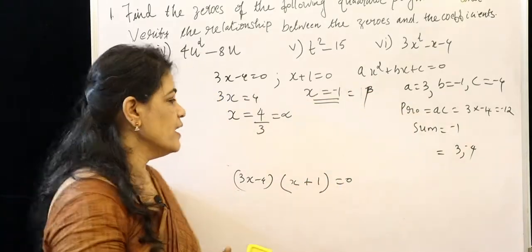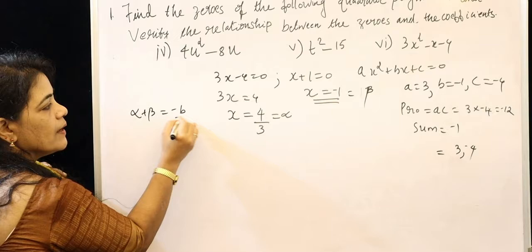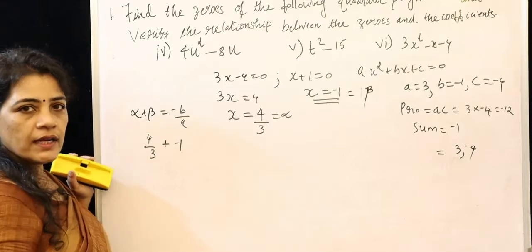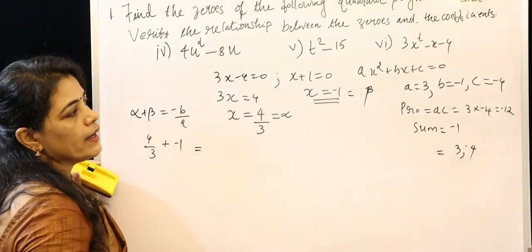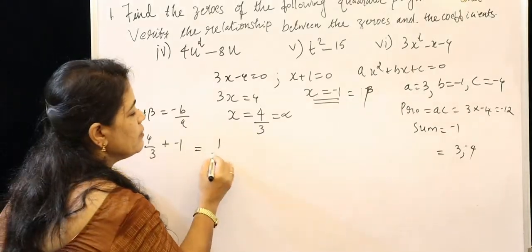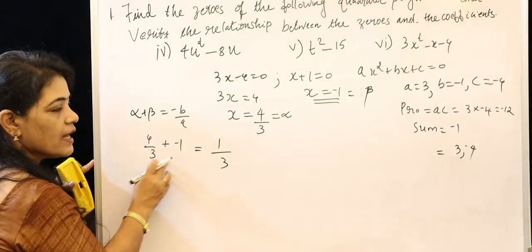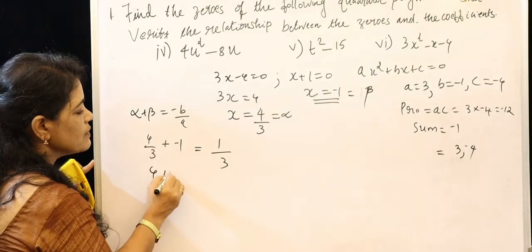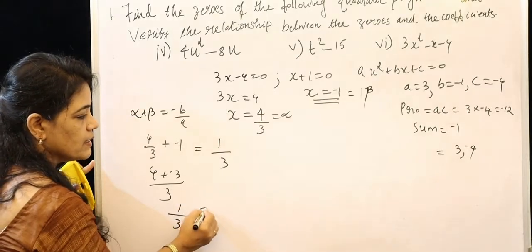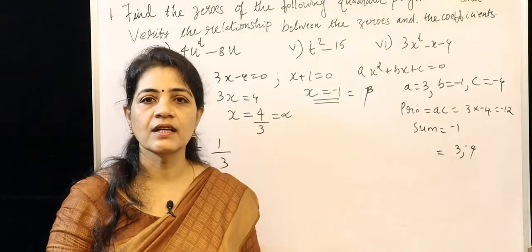Now we are going to verify. Alpha plus beta equal to minus b by a. So here 4 by 3 plus beta, minus 1, equal to minus b by a. b itself is minus 1, so its negative is 1, divided by 3, so 1 by 3. Let us see what is in the LHS. Since they are unlike, you can just cross multiply. So 4 plus minus 3 by 3, that is 4 plus minus 3 is 1, so 1 by 3. So 1 by 3 is equal to 1 by 3. Understood, children? So hence we verified.